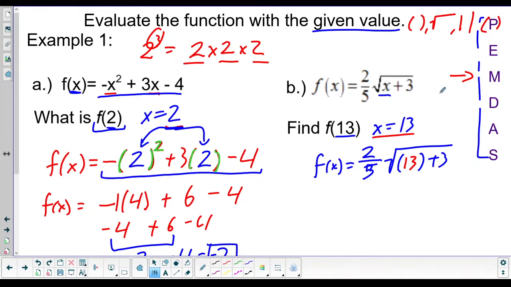So for our square root, the first thing we can do is simplify the inside of this. 13 plus 3 is 16. So we have 16. We haven't taken the square root, so the square root should still be there. And we'll just bring down the 2 over 5 like that.